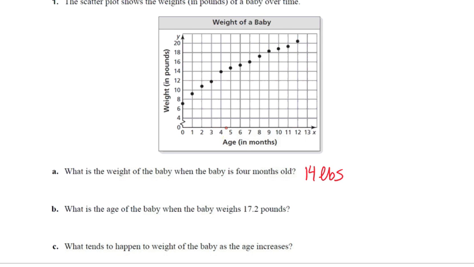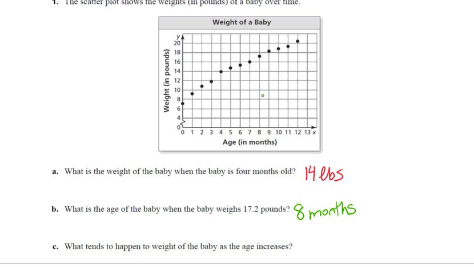Let's go to question B. It says, what is the age of the baby when the baby's weight is 17.2 pounds? Well, 17.2 is on our pound side. So we're going to go to 17.2, which is between 16 and 18, and come over until we get to a point, and we see that it's right there, and that goes with 8. So we're going to say 8 months old.